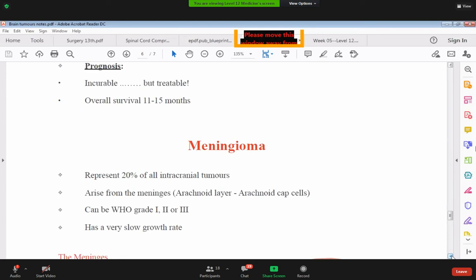Then after these astrocytomas, we have meningiomas, which represent about 20% of all the intracranial tumors. As the name indicates, they arise from the meninges, and usually from the arachnoid layer or the arachnoid capsular layer. They can be WHO grade 1, 2, or 3. They are not malignant most of the time. They have a very slow growth rate.